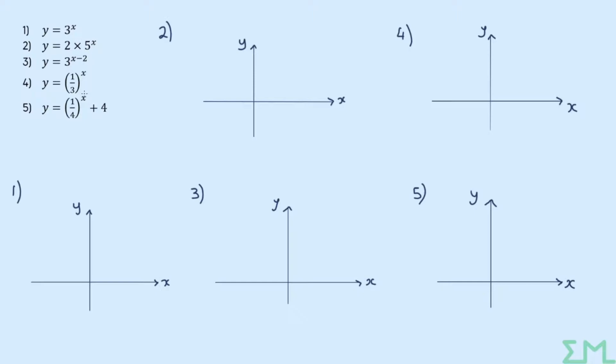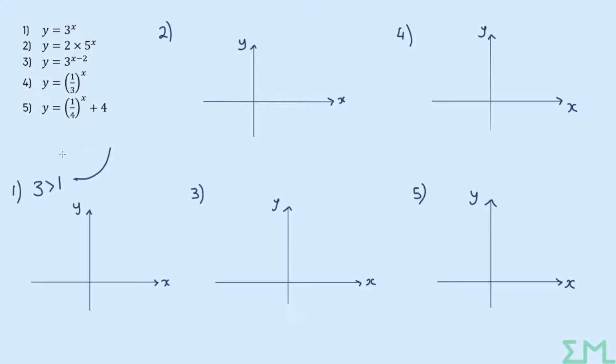Okay, so now that you have had a go at this yourself, let's go through this together. So question 1, y equals 3 to the x. Straight away, we notice it's exponential. We're thinking, is the base number greater than 1 or less than 1? Because that's going to determine whether it goes up from the left or comes down from the left, so whether it's an increasing or a decreasing function. 3 is most definitely larger than 1, so we know we're having this kind of shape.